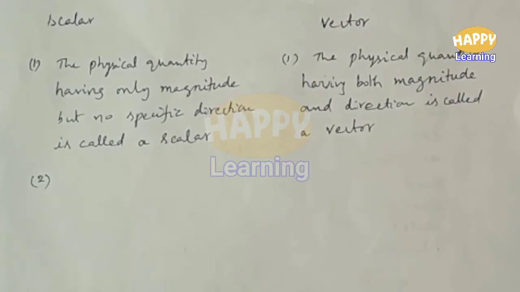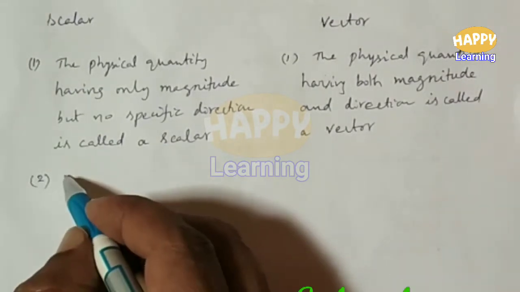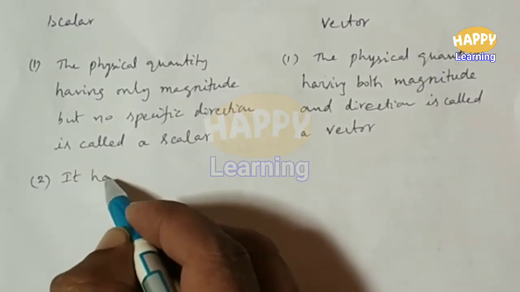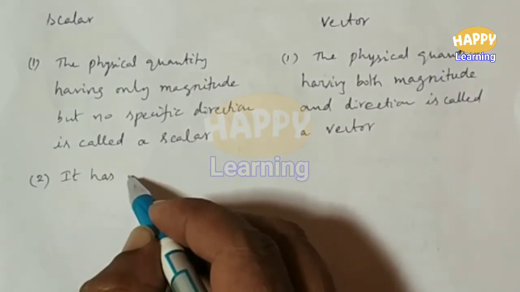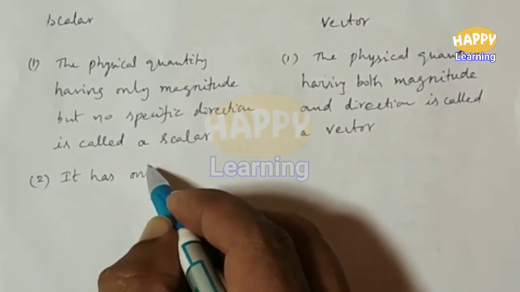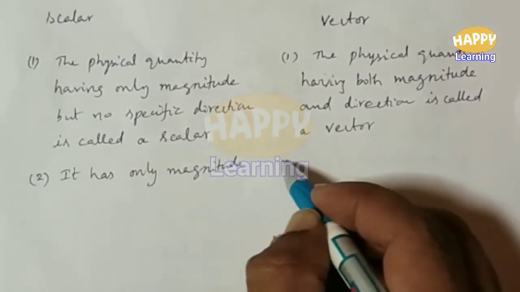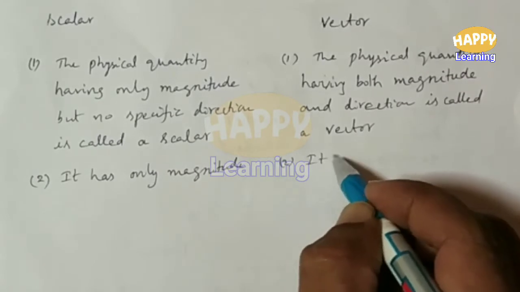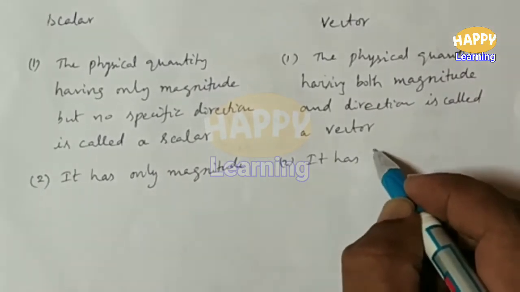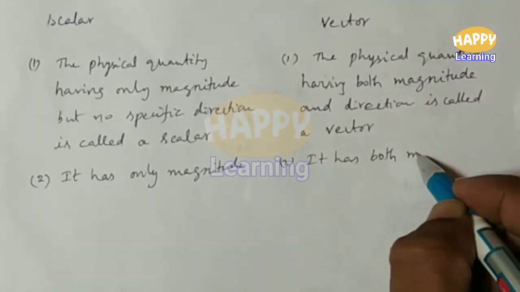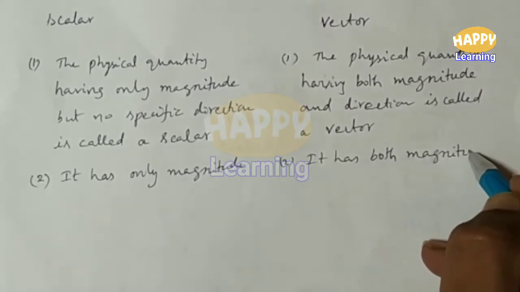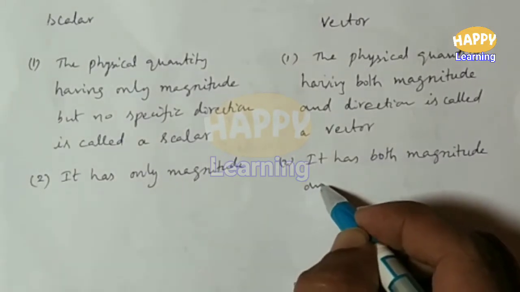Let us specify the important point of this definition as second point. It means the scalar has only magnitude. A vector has both magnitude and direction.